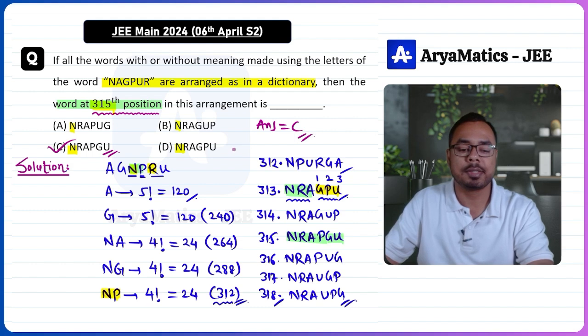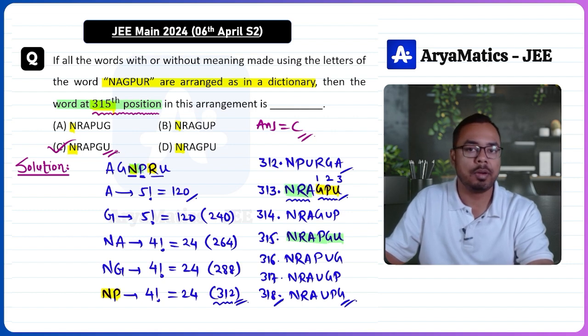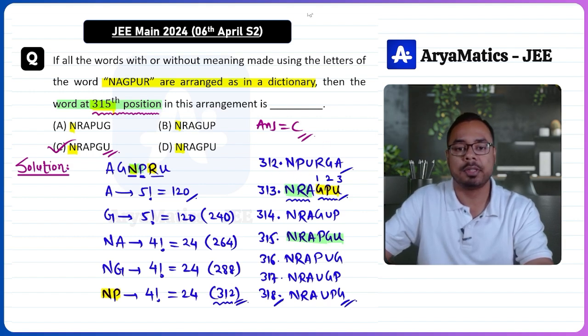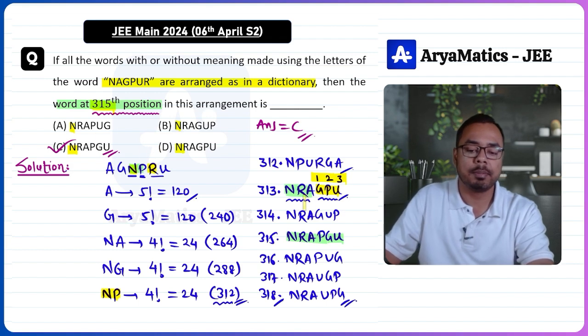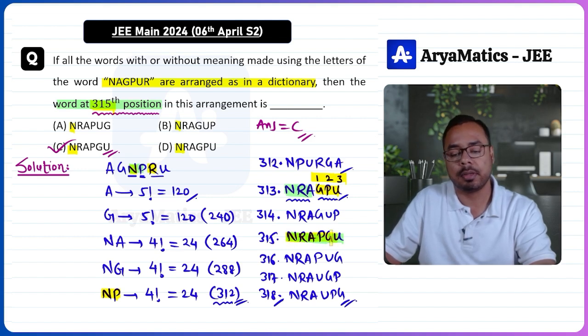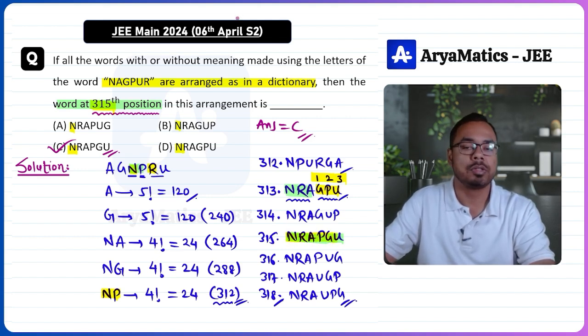Right, so this was a very interesting problem, and generally in dictionary problems we are asked to find the rank of a given word. But whenever you need the word on a given place, you can first get close to that number, and after that you can use this 1, 2, 3 method. Also, once you are very close to this number, you should write one after another so that you can see which word will come at this 315th place. So for this problem, the correct answer will be option C.